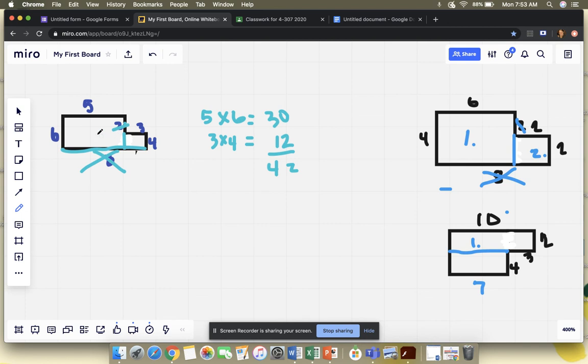So those are our 3 steps. We found 1 square, 2 square, add them together. All right? If you need any help, let me know.